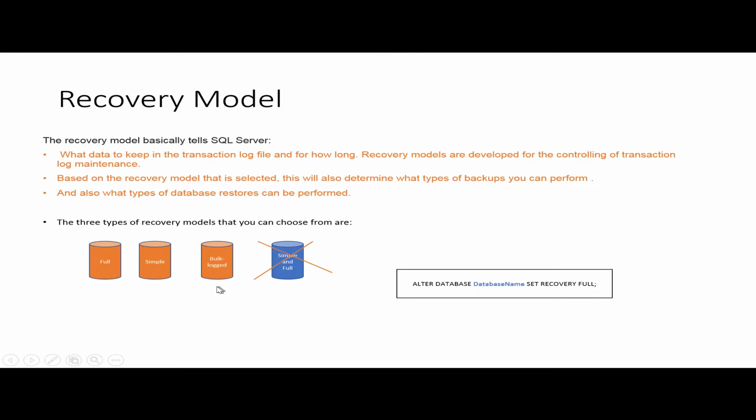We cannot choose for our database more than one recovery model at the same time. Like our database cannot be simple and full recovery model at the same time. So we can choose only one recovery model at a time. But we can switch from one recovery model to the other for our database. So let's see what is the full recovery model.